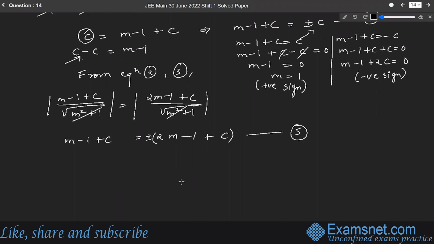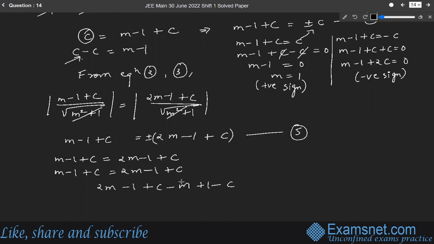So when we take positive sign, it will be m minus 1 plus c is equal to 2m minus 1 plus c. Now we have to take all the terms on one side, right? So it will be 2m minus 1 plus c minus m plus 1 minus c. c and minus c will be cancelled. Plus 1 and minus 1 will be cancelled. 2m minus m is m. So m will be equal to 0, right? So from here, the value of m is 0 when we have taken the positive sign.